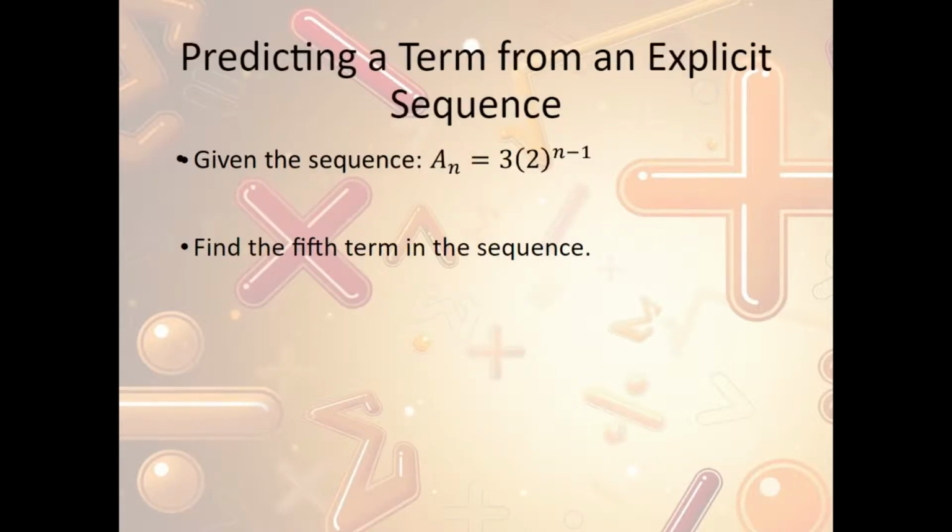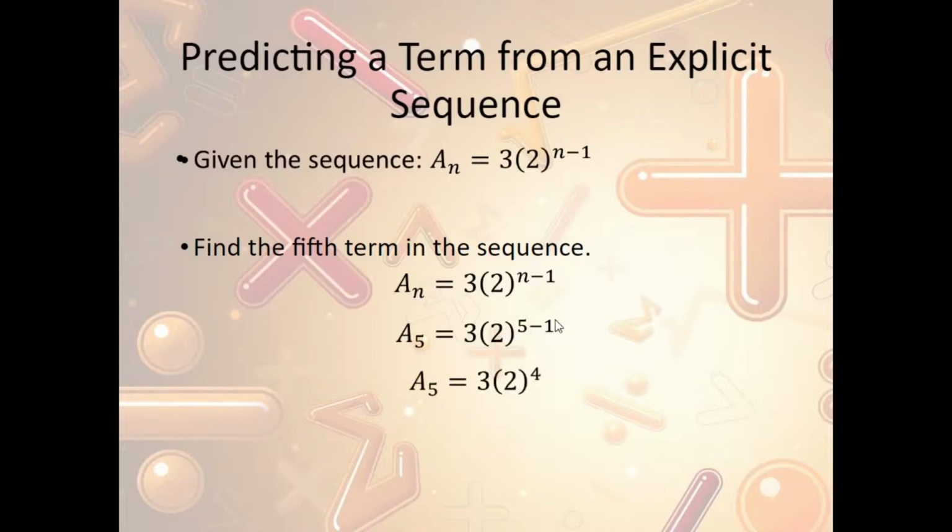Now let's take a look at an example. We have AN is equal to 3 times 2 to the n minus 1, and we want the fifth term. So we're going to plug 5 in for n. So this is A5 is equal to 3 times 2 to the 5 minus 1 power. Well, we know that 5 minus 1 is 4. So we have 3 times 2 to the 4th power. Well, 2 to the 4th power is 16. Then we multiply that by 3, and we get 48 is our answer.